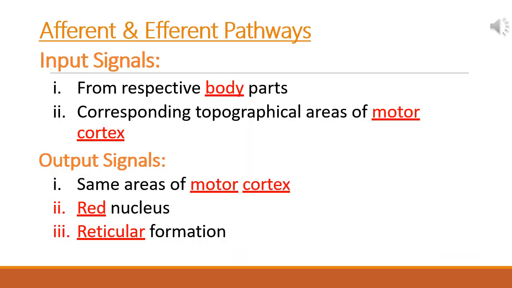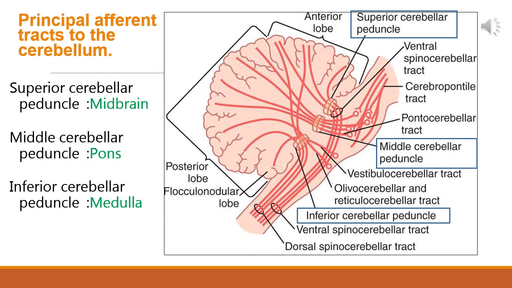Afferent and efferent pathways. Input signals: number 1, from respective body parts; number 2, corresponding topographical areas of motor cortex. Output signals: the same areas of motor cortex; second, red nucleus; third, reticular formation. Principal afferent tracts to the cerebellum: superior cerebellar peduncle from midbrain, middle cerebellar peduncle from pons, inferior cerebellar peduncle from medulla.